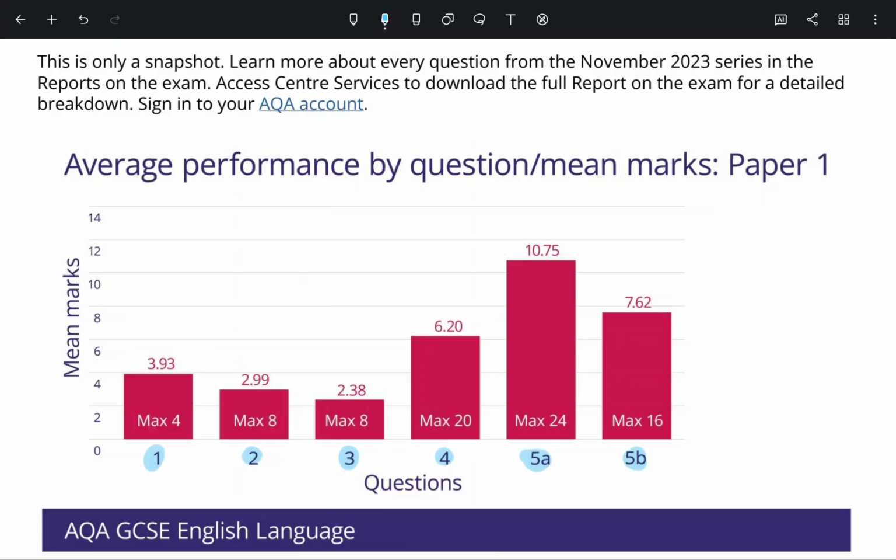Now, question 1, we know all students get right. That's completely fine. Question 2, the average was 3 out of 8. Question 3, the average was 2.3 out of 8. The truth is, most students struggle with structure, and also evaluation, because the average was 6.20. This is something for you to consider and remember for your exam. So that's paper 1. Now, let's have a look at paper 2, which is fast approaching, on Thursday, the 6th of June, 2024.